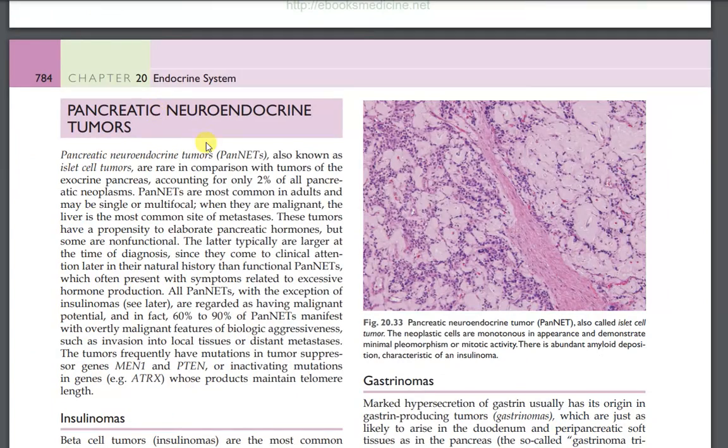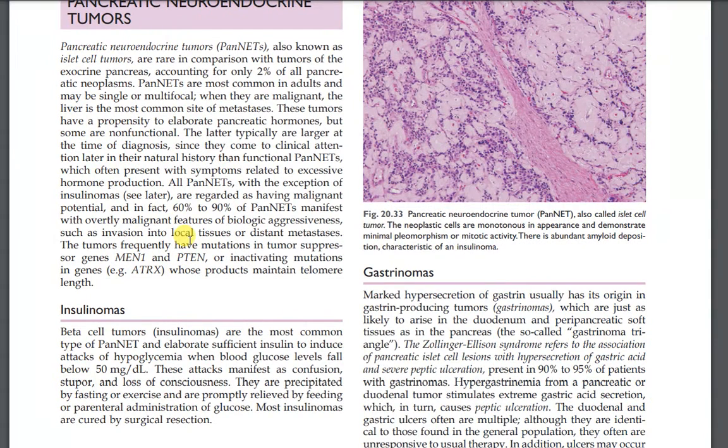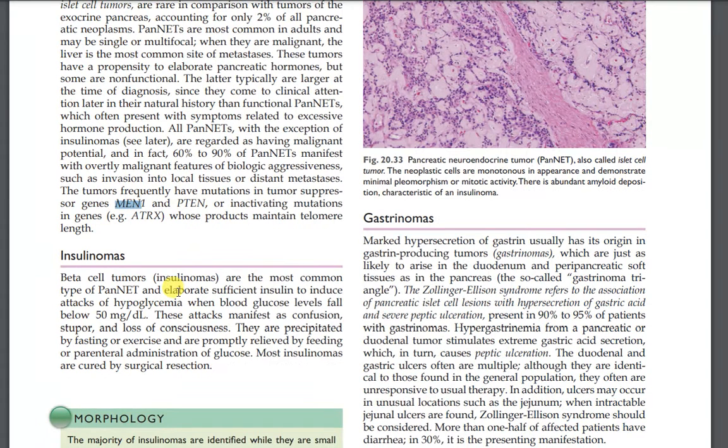Tumors of the pancreas, pancreatic neuroendocrine tumors, you have to keep in mind. You see MEN1 and PTEN, which are inactivating mutations, which decrease the anti-tumor activity of cells. Insulinomas cause a decrease of the glucose level of blood, and it leads to loss of consciousness, for example when the patient doesn't eat for a few hours, because glucose cannot be returned from glycogen to glucose.